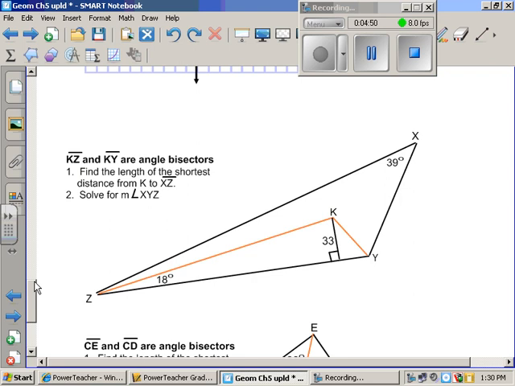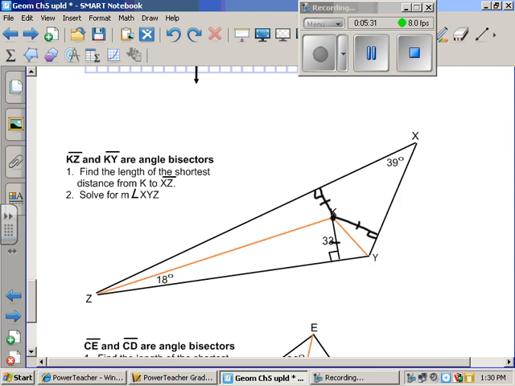So I want to go over one of those problems too. We're given this triangle, and we're told that KZ, which is this orange line here, and KY, which is the other orange line, are angle bisectors. So that tells me that the concurrence of those two is the incenter. And I know that from the incenter perpendicular to the sides, the distances to each side of the triangle are all equal.